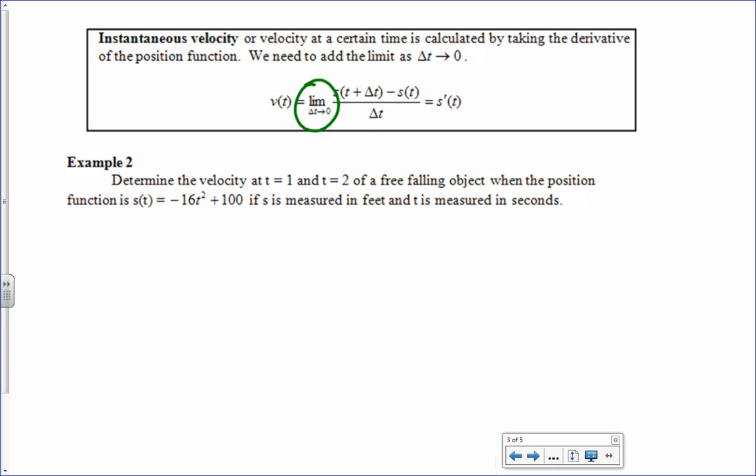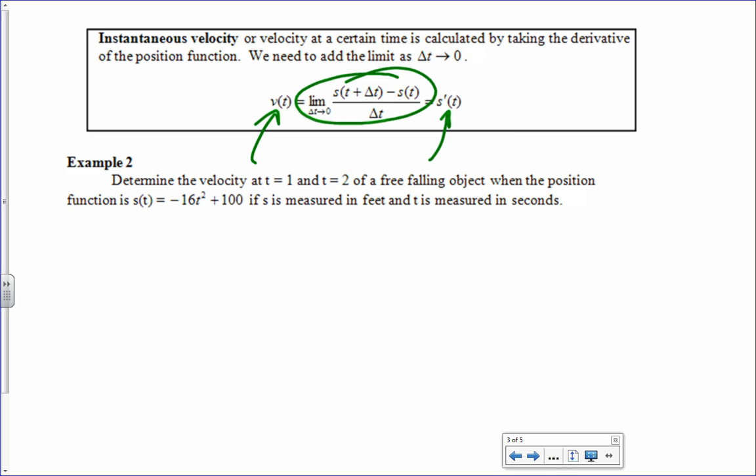That little deal right there. But wait a minute. Wait just a second. This should look very familiar. That's the definition of derivative. So wait a minute. That means velocity is the derivative of position. If you have the position function and you take the derivative of it, it will tell you the velocity at any given time. Okay.